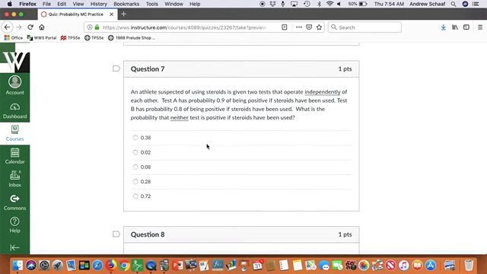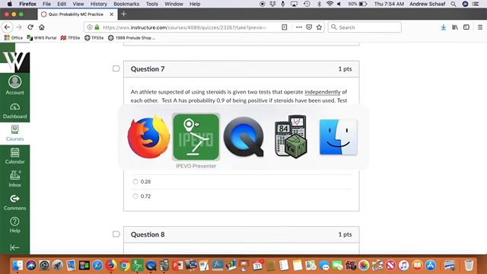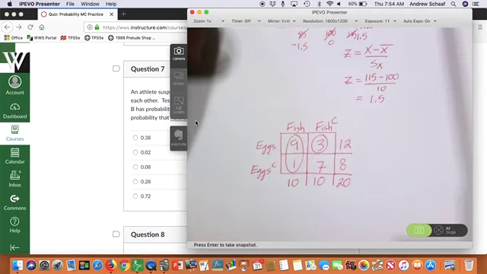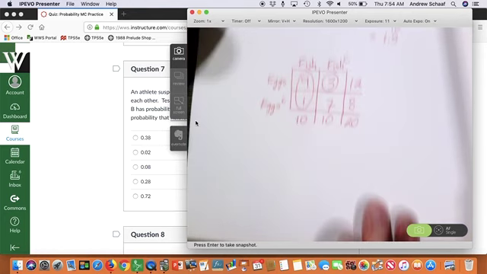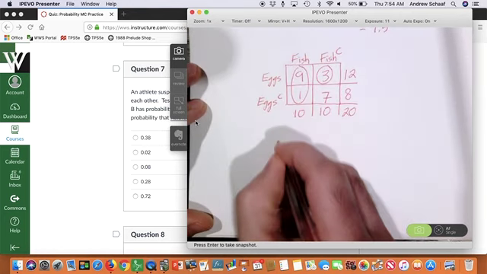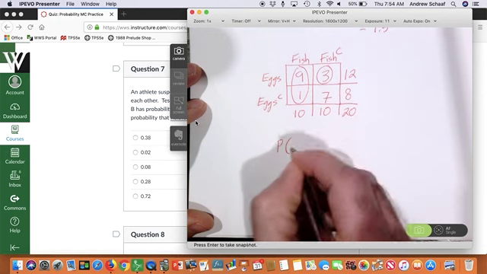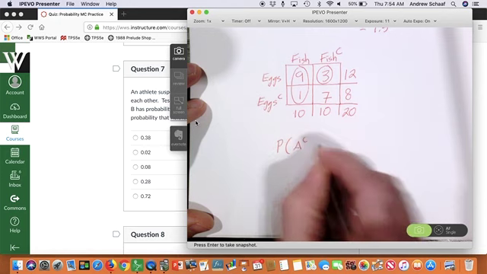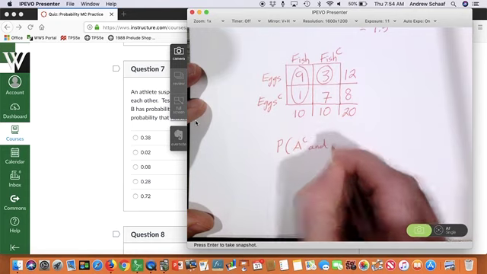So question number 7, what's important here is I have 2 tests for determining whether steroids have been used, and they operate independently of one another. And I want the likelihood that neither test is positive. So understand neither test being positive if steroids have been used. That's an and probability. So I want the probability that A is not positive, so A is negative, and test B is negative.